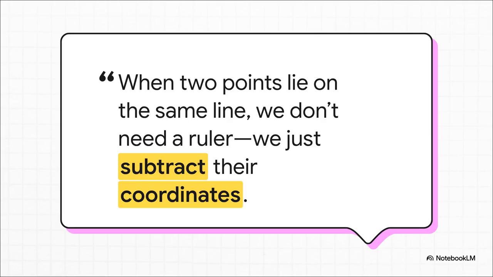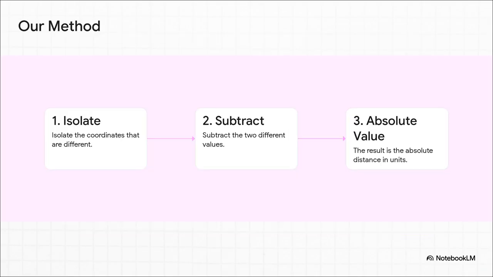When 2 points are lined up perfectly, either up and down or side to side, you don't need to measure. You just let the coordinates tell you the story. And it all comes down to a little bit of subtraction. So let's break this down into a super easy 3-step method. First, you look at the 2 points and you find the numbers that don't match. Step 2, you subtract them. And step 3, you find the absolute value. Now, all that means is we're just after the pure distance, so the number is always positive. And that's it. That's your answer.